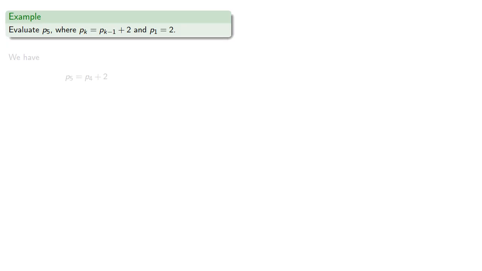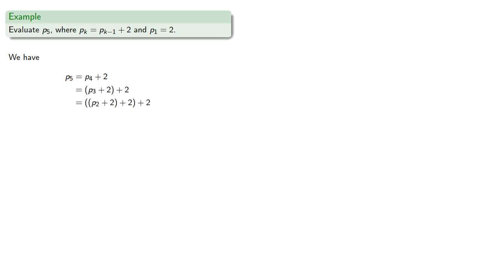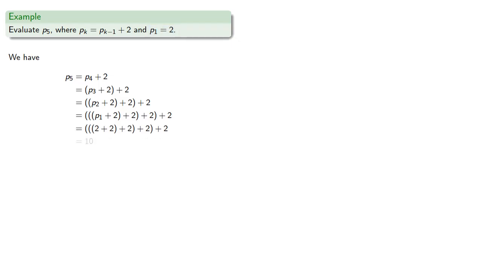So we know that P5, well, that's P4 plus 2. But we have P4, well, that's P3 plus 2. And P3 is P2 plus 2. And P2 is P1 plus 2. And we finally know what P1 is, so we can substitute that in, and we find.